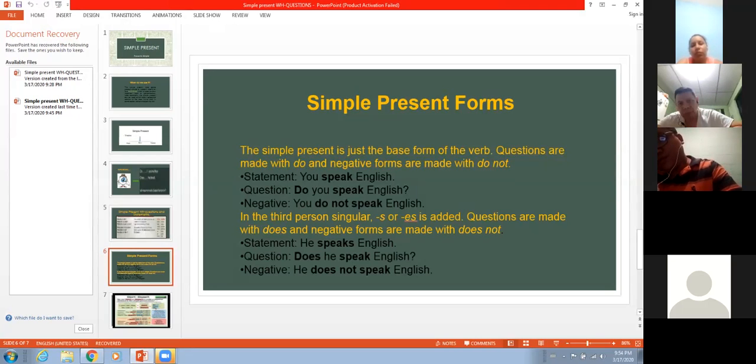Why not? Because you use simple form. Exactly, because I'm already using the auxiliary in a third person way. So I do not have to modify the main verb. The main verb, in this case, is speak, stays the same, okay? And the same happened in a negative way. He does not speak English, okay? I don't have to say he does not speaks. No, that's wrong.